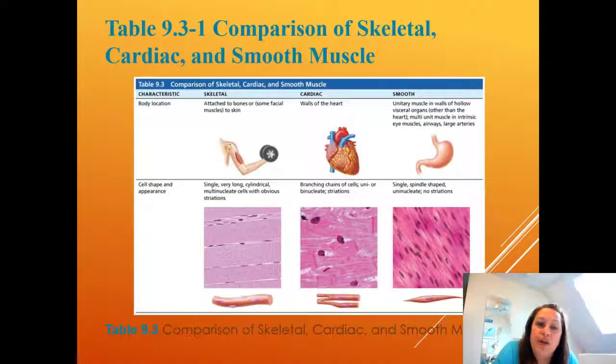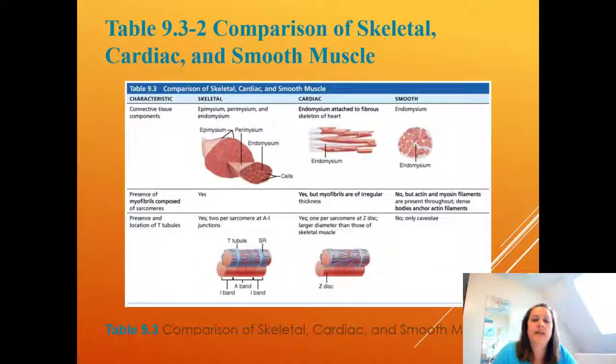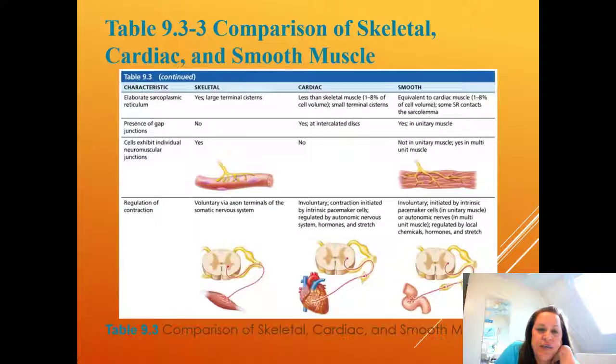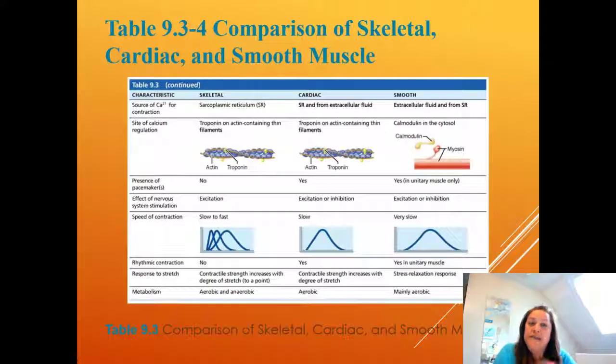This table 9.3 again talks about the body location and cell shape. Then this part talks about T-tubules, yes or no, myofibrils, yes or no, sarcoplasmic reticulum, gap junctions, neuromuscular junctions, how it's regulated. This is a great table, right? Source of the calcium, and then how these things work together. Notice how the troponin-actin combination works for skeletal and cardiac, but not smooth. Notice how the myosin and the calmodulin regulate the calcium.